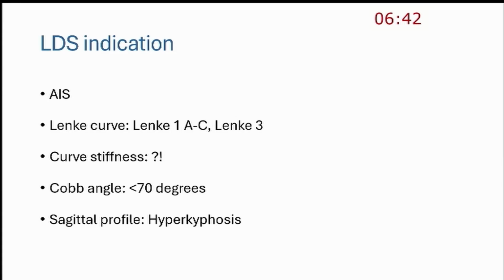For the low density construct, the indication, of course, I use it for adolescent idiopathic scoliosis only. I use it for Lenke 1A, 1C, and Lenke 3. Curve stiffness is controversial; you can use it for some rigid curves. And for Cobb angles less than 70 degrees with the sagittal profile hyperkyphosis, not hypokyphosis.